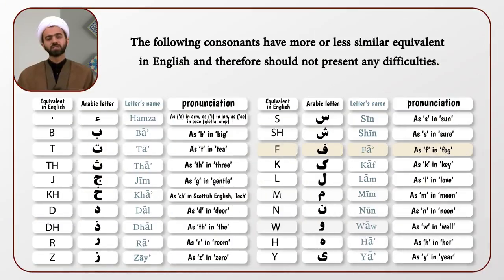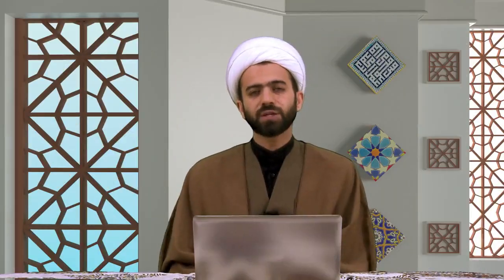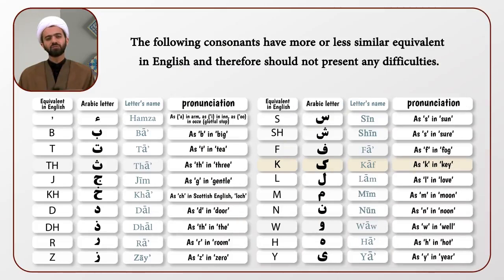The other character is fa. The sound is f. This is the sound of it. Like we have in English, fog. The other character is kaf. Kaf is the same sound of the name of the sound k. Like what we have in English, key.